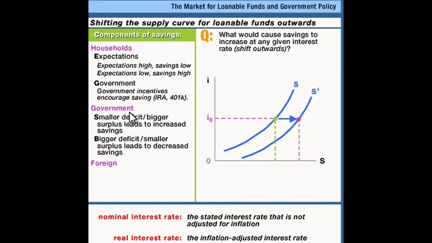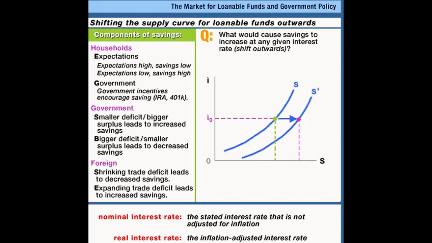On the other hand, if it happens in reverse, if the dollar appreciates, then we're going to find ourselves exporting less and importing more. The trade deficit increases, foreigners are lending us more money, and the savings curve shifts outwards at any given interest rate. So a bigger trade deficit shifts out the savings curve.